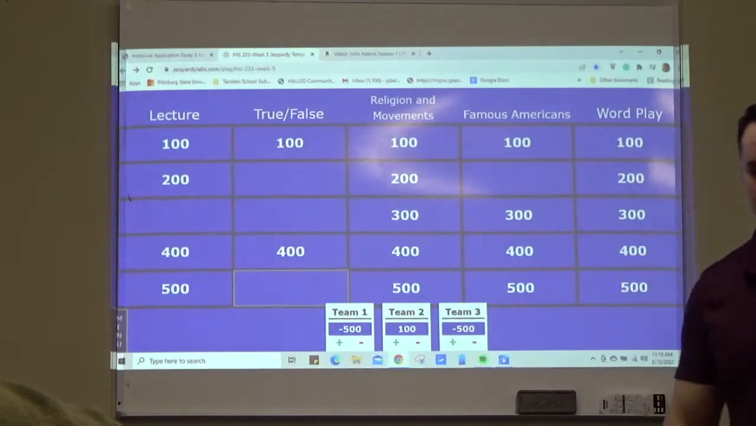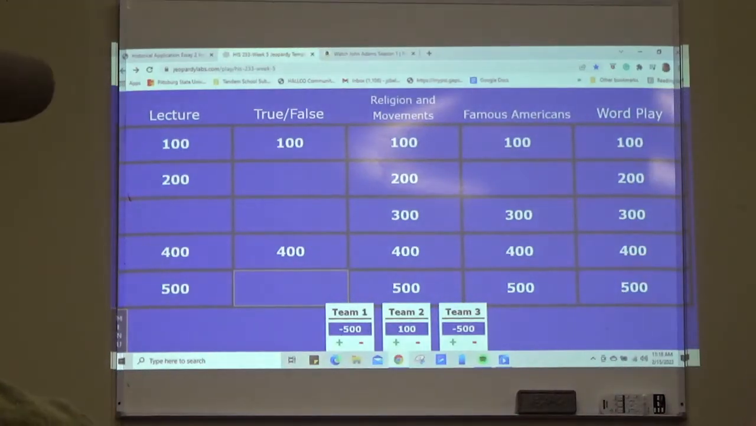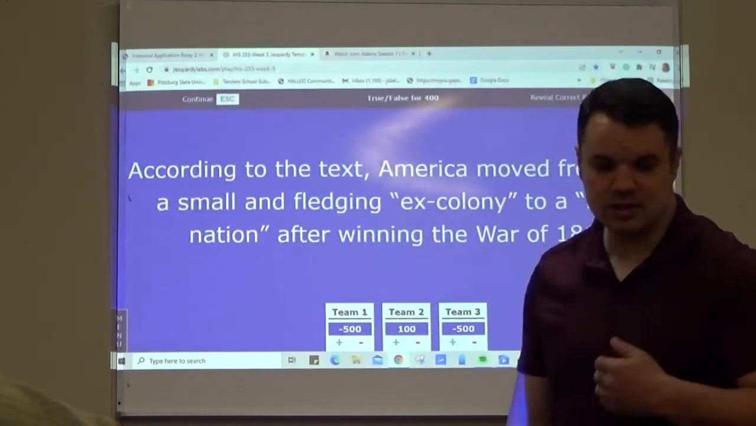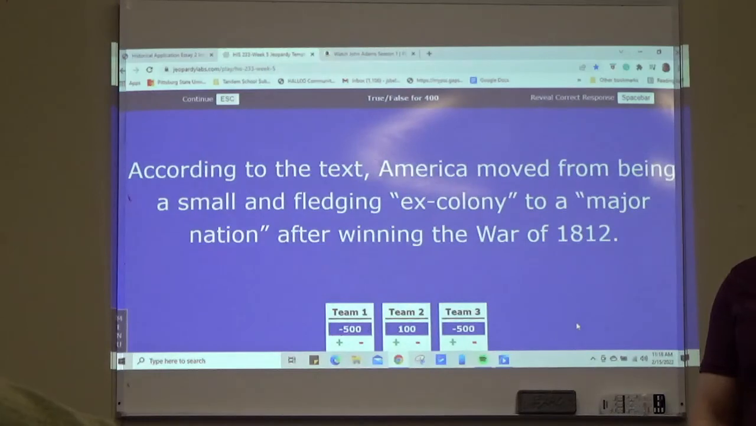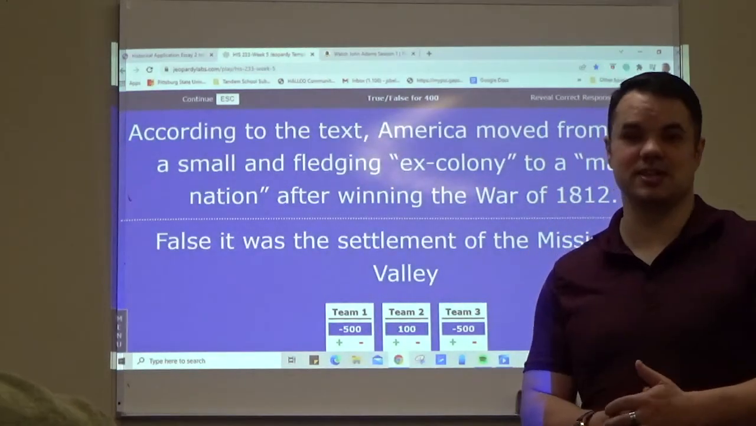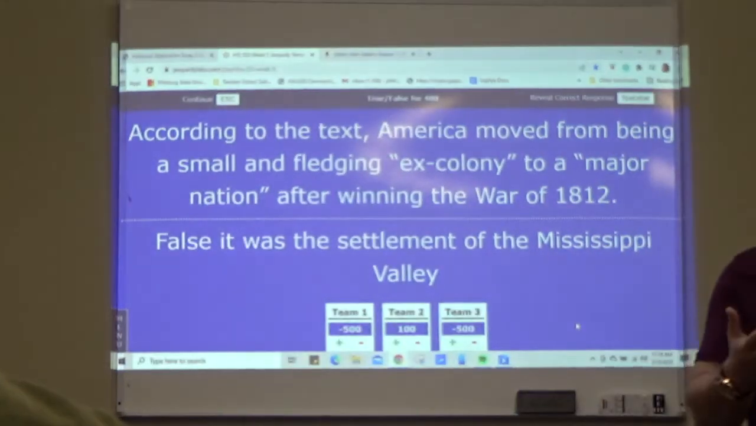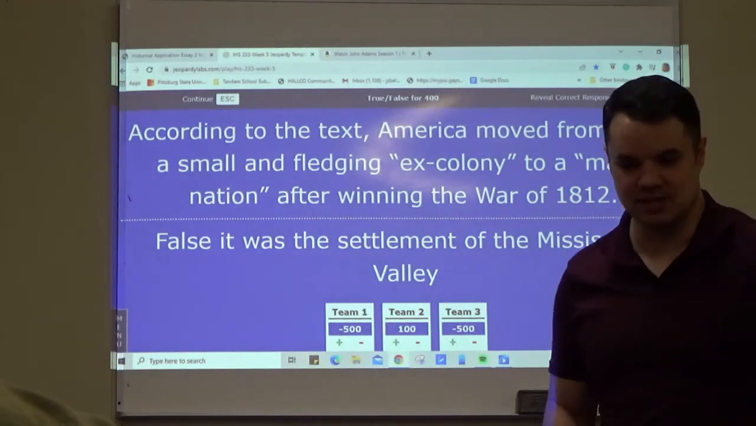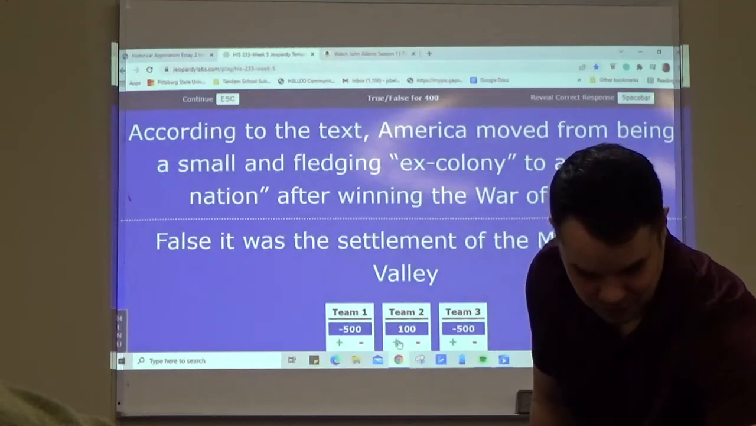Alrighty, Team 2. Let's do true or false 400. According to the text, America moved from being a small and fledgling ex-colony to a major nation after winning the War of 1812. False. You're right. It was actually the settlement of the Mississippi Valley. As y'all remember, the War of 1812 didn't really do much one way or the other. It was the settlement of the Mississippi Valley.